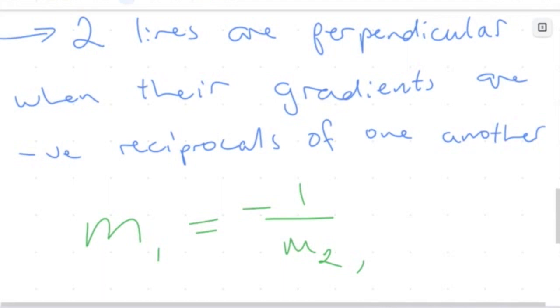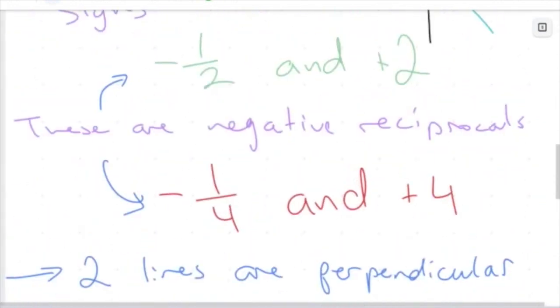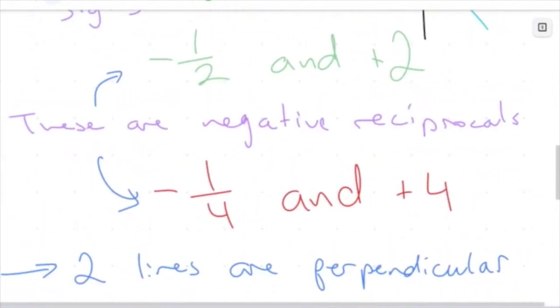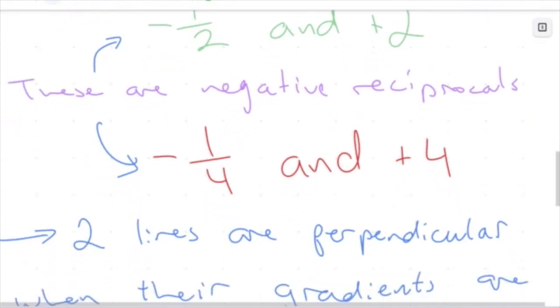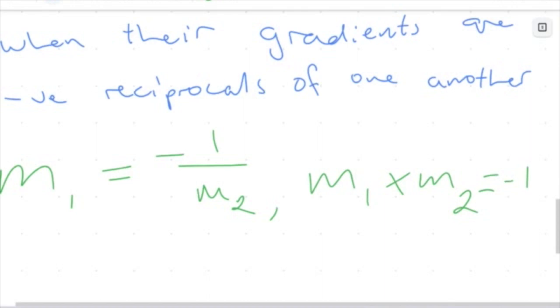Another way to think about these, which some of you may prefer, is that if I multiply the two gradients together, I get negative 1. So for example here, negative a half times 2, so 2 lots of negative a half, that gives me negative 1. Same here, 4 lots of negative a quarter give me minus 1. So if I find one, I can set up this equation here on the right and then end up solving for my unknown gradient. So that is how we can investigate parallel and perpendicular lines.